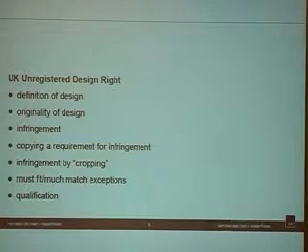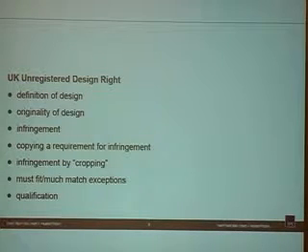Definition of design, again, is really features of shape and configuration. Originality: it must be original in the design field in question. And there's scope for a lot of evidence from industrial designers to look at the design and express a view as to whether, looking at the state of the art, the design field in question, that design is original. Infringement, again, is very straightforward. You just balance the two designs and see whether the features of the earlier one have been taken by the alleged infringer.